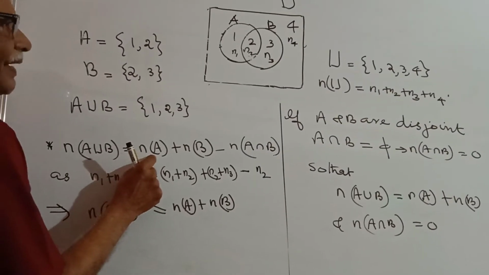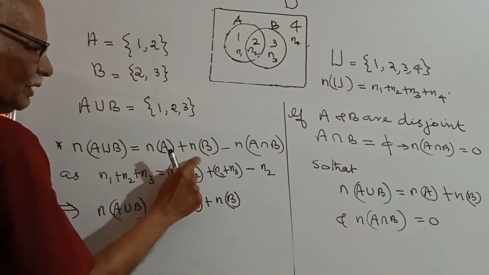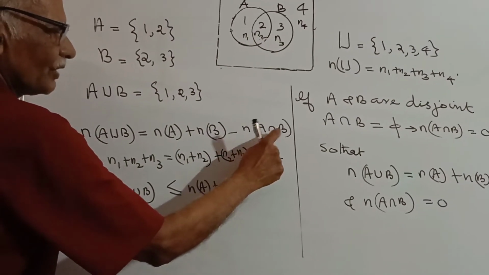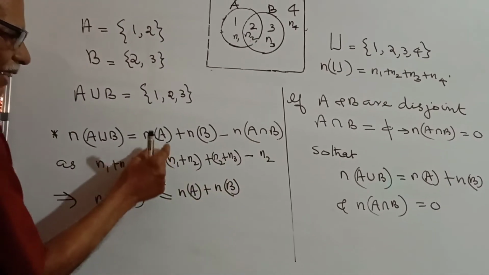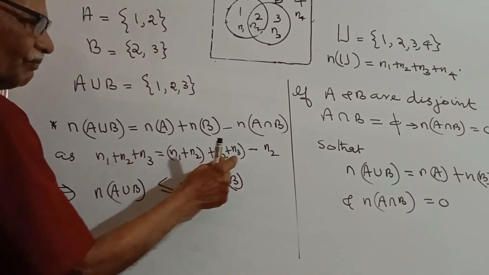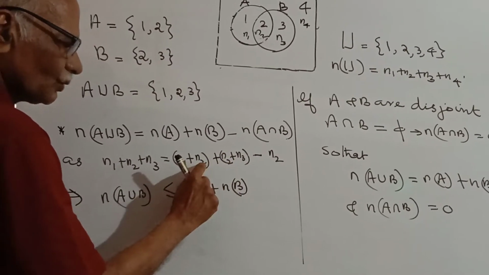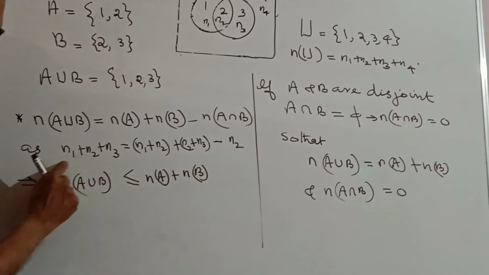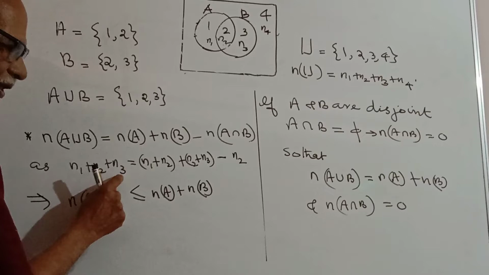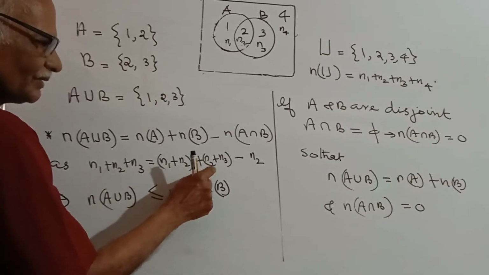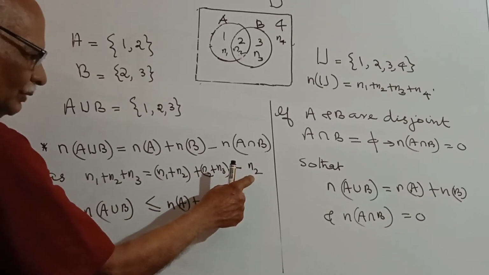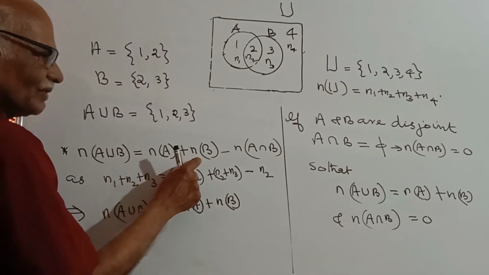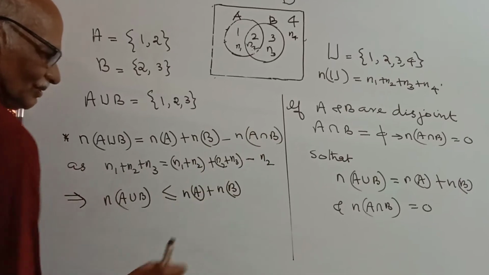Now the number in A is N1 plus N2. The number in B is N2 plus N3. The number in the intersection is N2. Now when you add N1 plus N2 with N2 plus N3, you get 2 times N2. So you have to remove 1 time. The result is N1 plus N2 plus N3 is actually N1 plus N2 plus N2 plus N3 minus N2. And that result is n(A union B) is n(A) plus n(B) minus n(A intersection B).